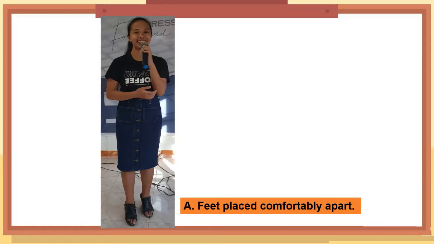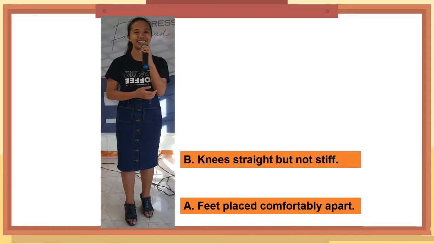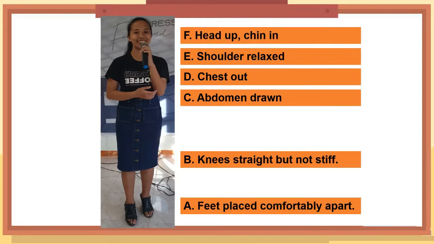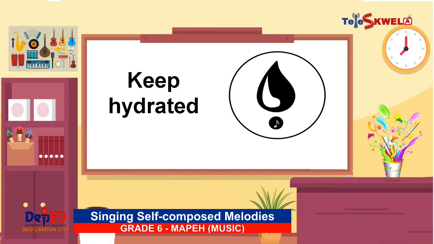Feet placed comfortably apart. Knees straight but not stiff. Abdomen drawn. Chest out. Shoulder relaxed. Head up, chin in. Number 4 is keep hydrated. Even if you are being careful not to put too much pressure on your throat muscles, you are still straining them in the same way that muscles are strained during exercise. For this reason, it is very important to stay hydrated and drink plenty of water.